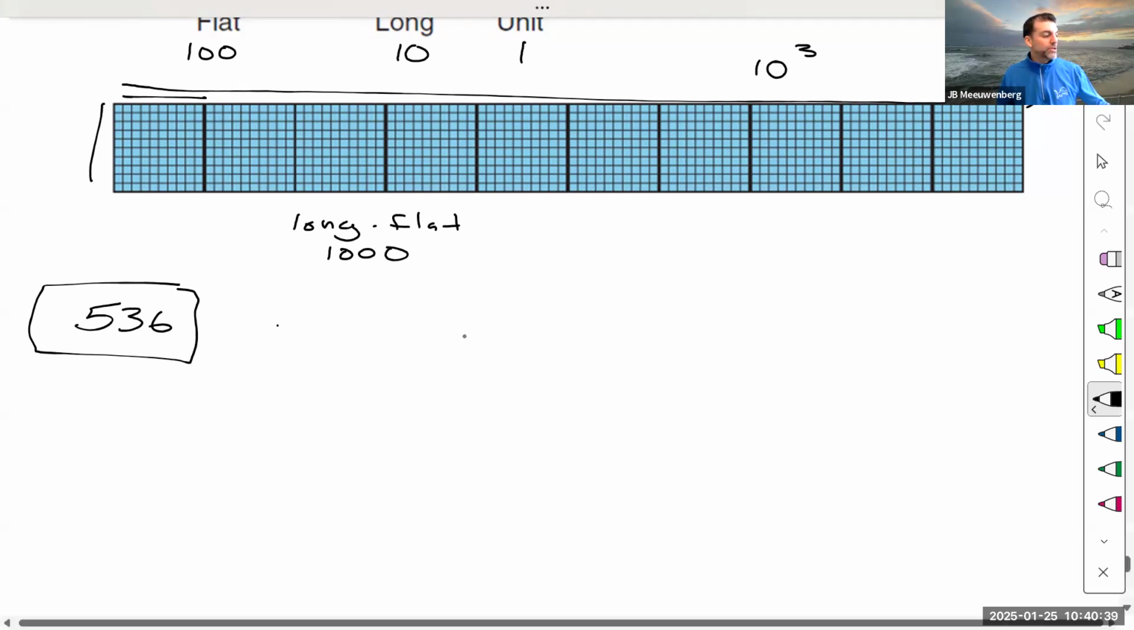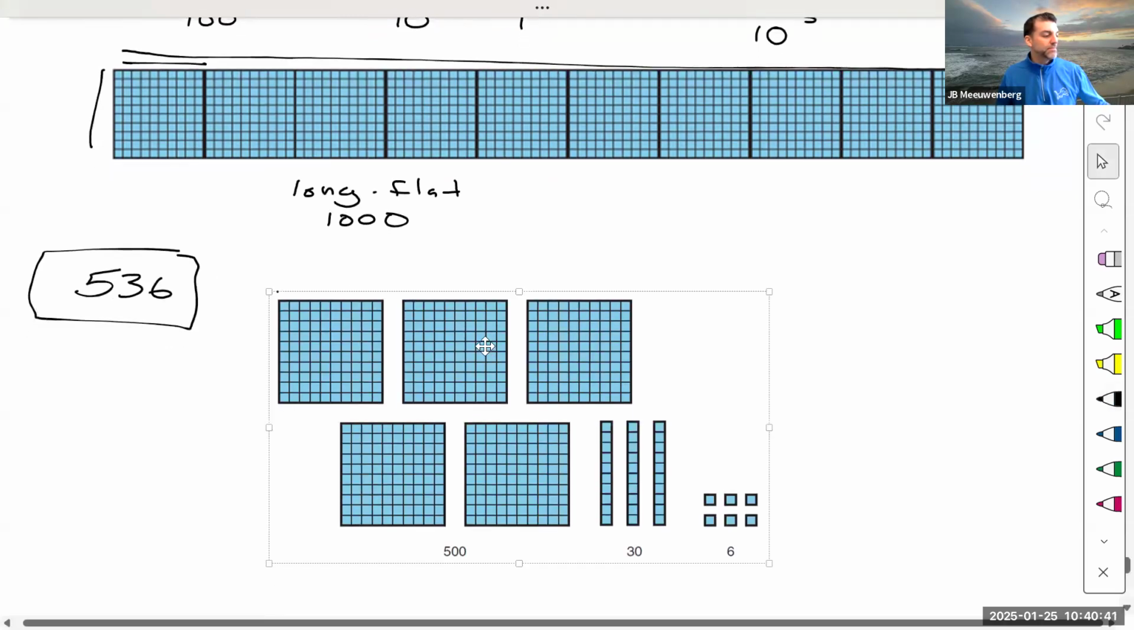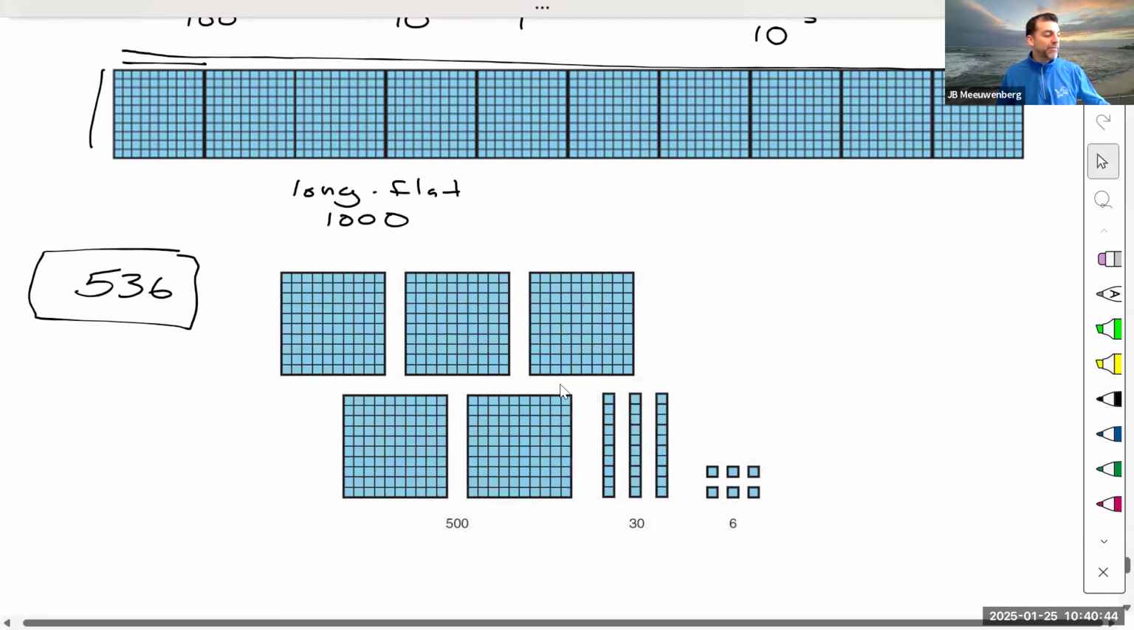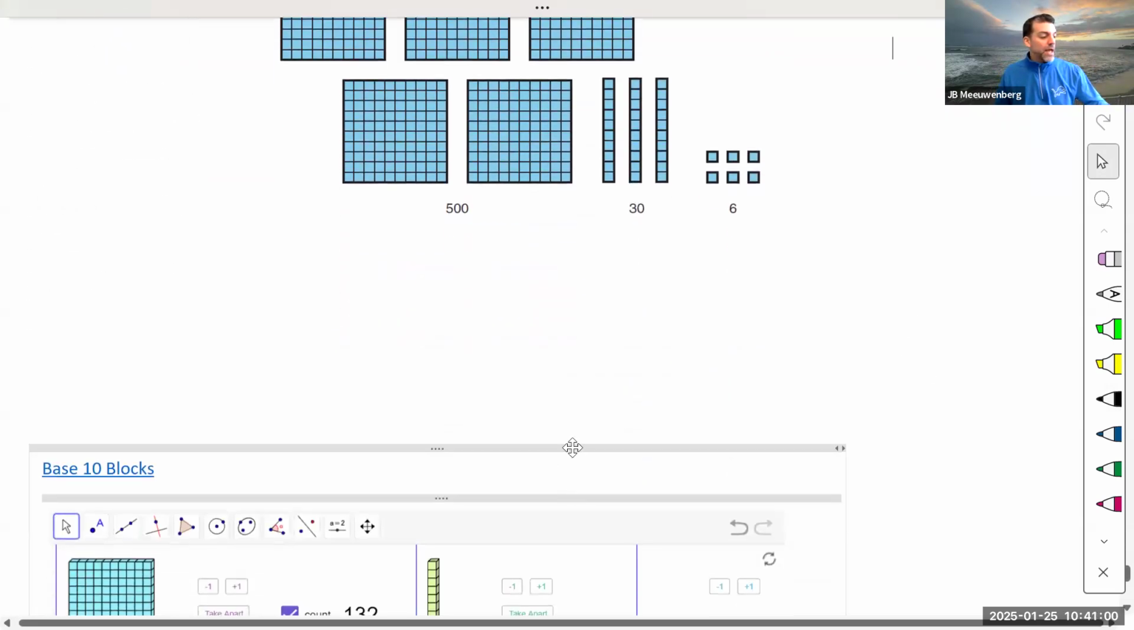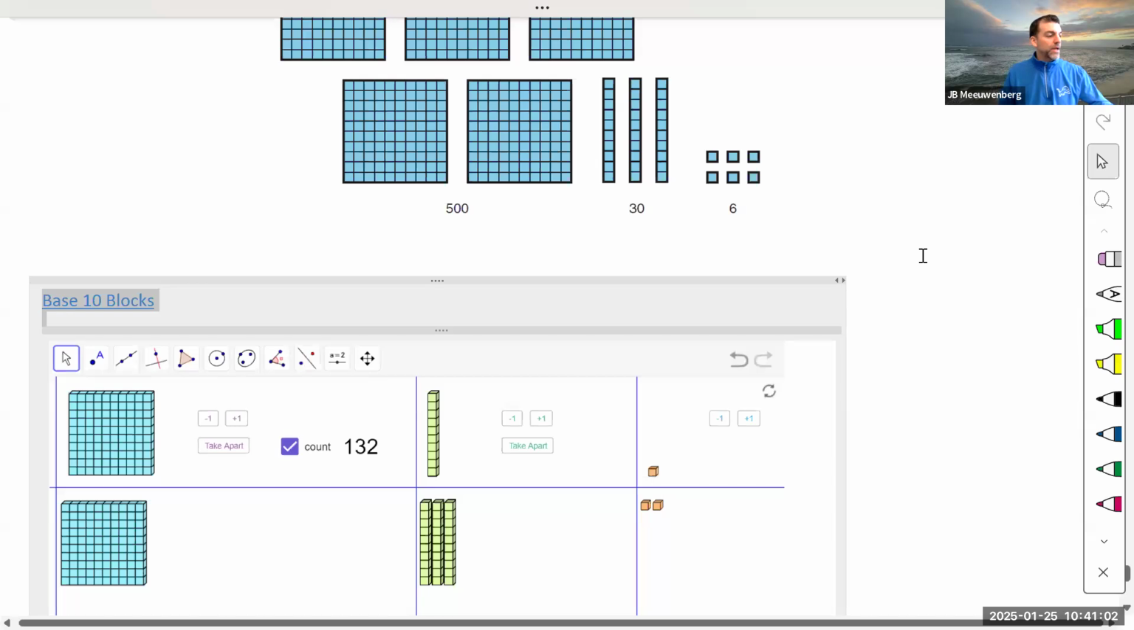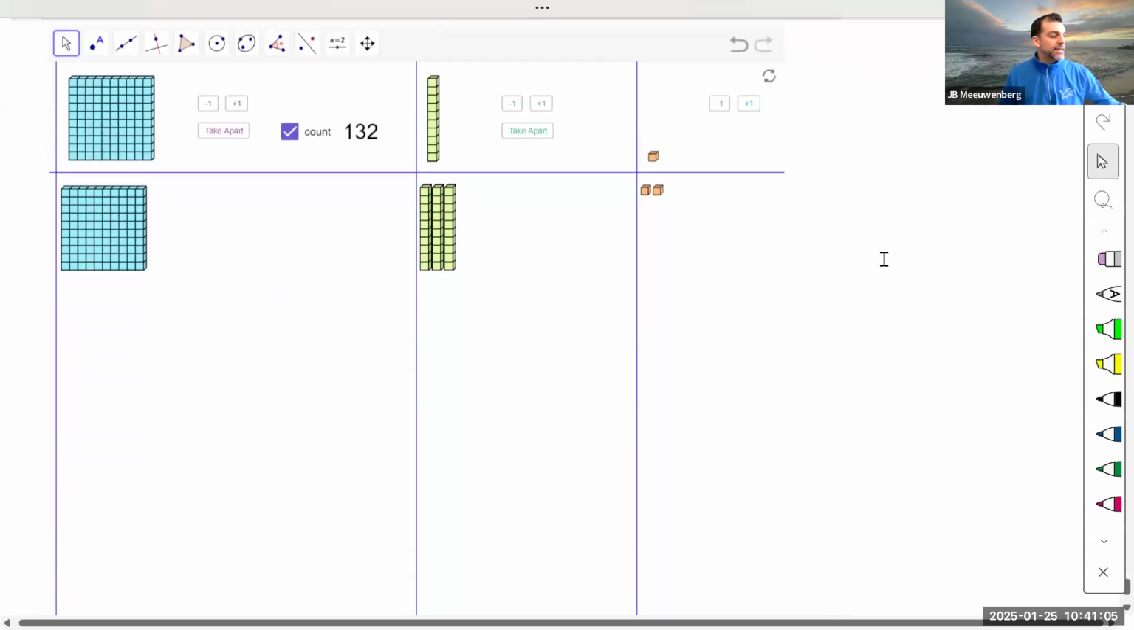And what you probably came up with is something that looks like this, right? You have 5 of the flats, 3 of the longs, and 6 of the units. Now, in Blackboard, I also provided a link to an offline site. It's an app that allows you to play with base 10. The link is there, and what it looks like is this. This is a great way for you to play around as well.